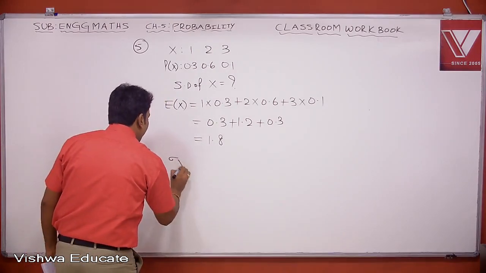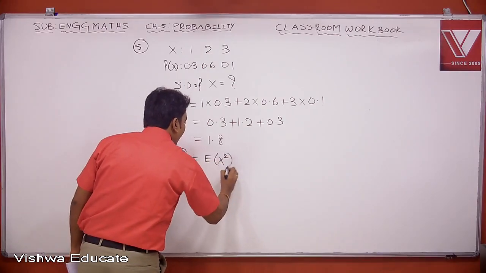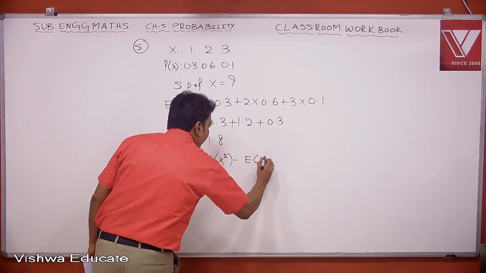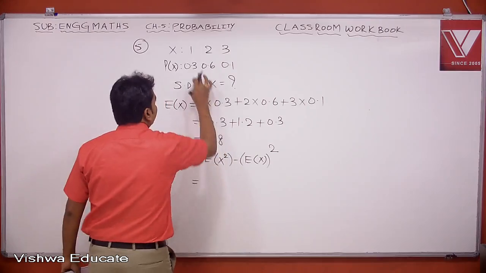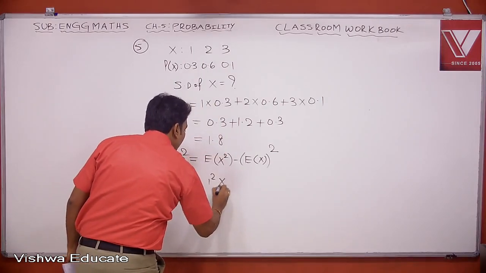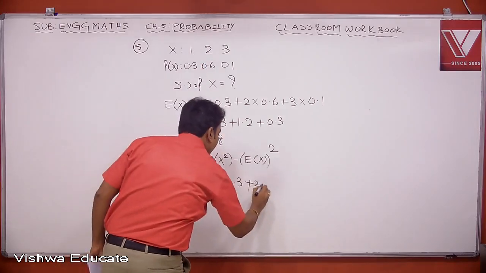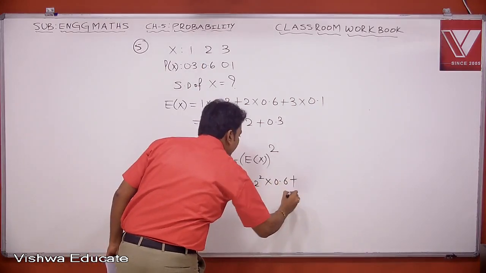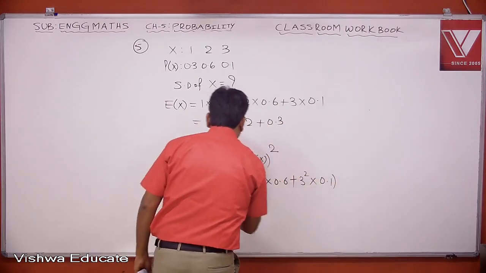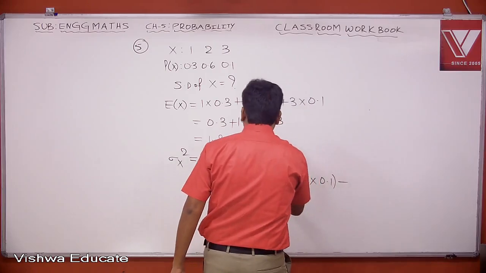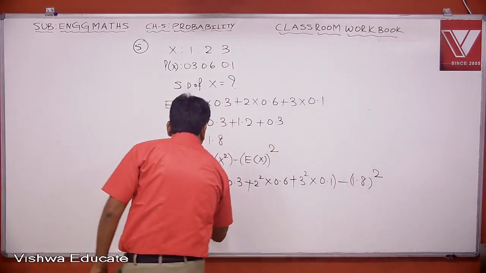Now variance is evaluated by this formula. Sigma x square is E of x square minus E of x whole square. Now this E of x square is 1 square into 0.3, sample point square into probability, plus 2 square into 0.6 plus 3 square into 0.1, minus this E of x is 1.8. So 1.8 whole square. Now let us simplify this.